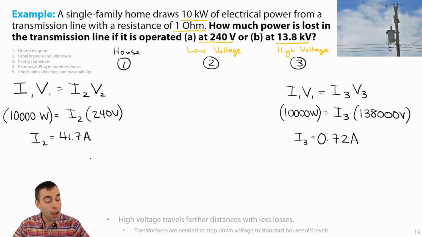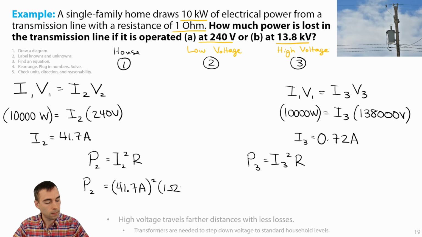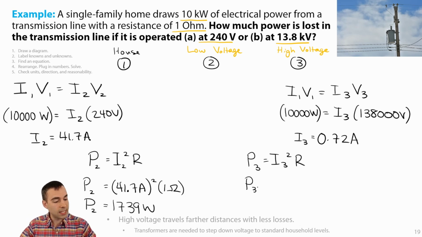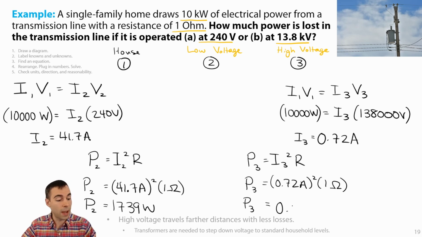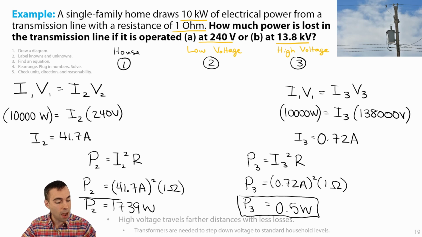Now we can calculate the power lost by each of these power lines in these situations by using I squared R for that power. And we can calculate the power lost in the high voltage line by using I squared R at that current. So the power lost in the low voltage line is about 1,700 watts or so. And the power loss in the high voltage line we can also calculate is about 0.5 watts.